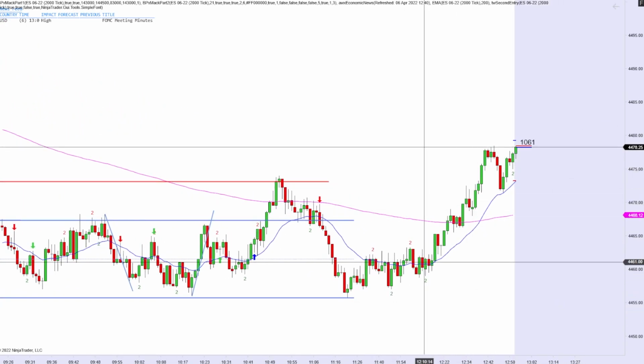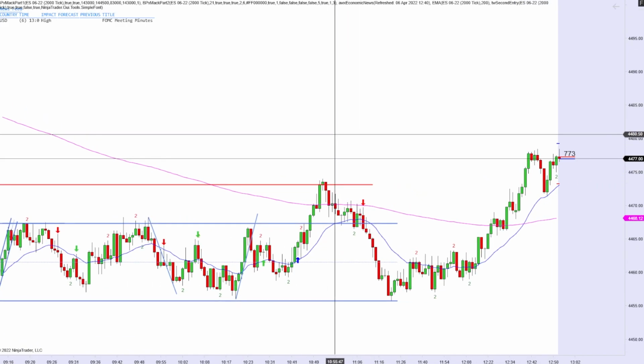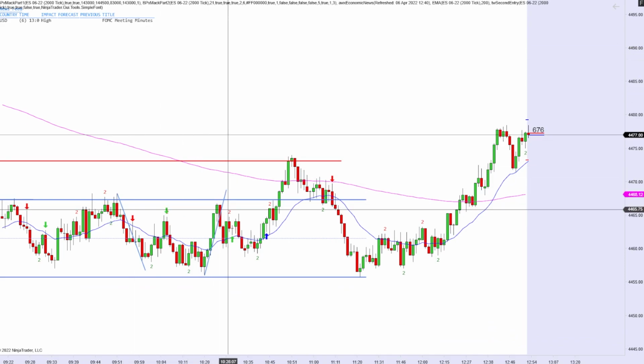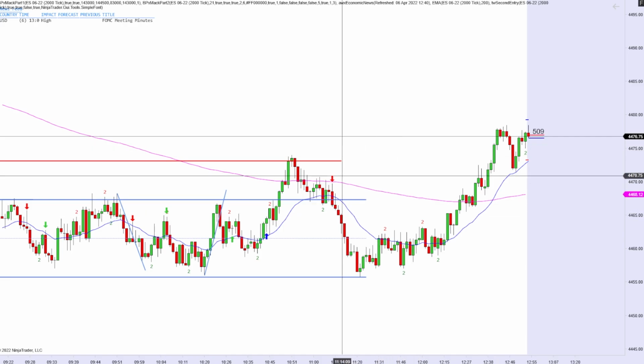I don't know where prices are going now. They're holding above EMA, the bounce off EMA. Not the easiest day to trade. We also have FOMC coming out in about 5 minutes here, 1 o'clock Central Time. So it is what it is, though.